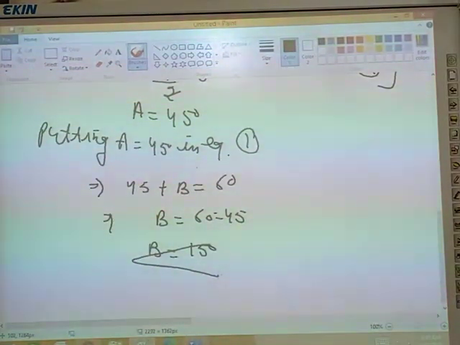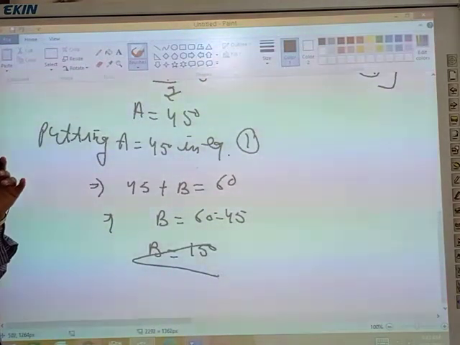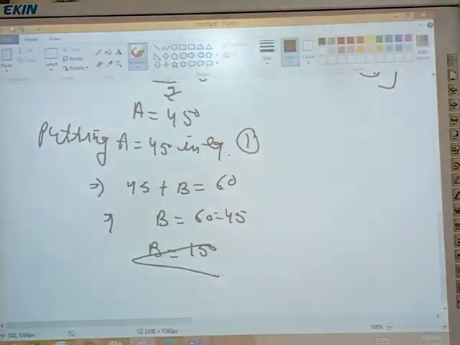Please read the question. Now a plus b is greater than 0 degree and a plus b is less than or equal to 90 degree. Your a plus b is 60 degree, that is greater than 0 degree but less than or equal to 90 degree. This condition is satisfied or not? And a is greater than b. Yes, a is 45 degree, b is 15 degree, so a is greater than b. All the conditions are satisfied, and the value of a is 45 degree and the value of b is 15 degree.